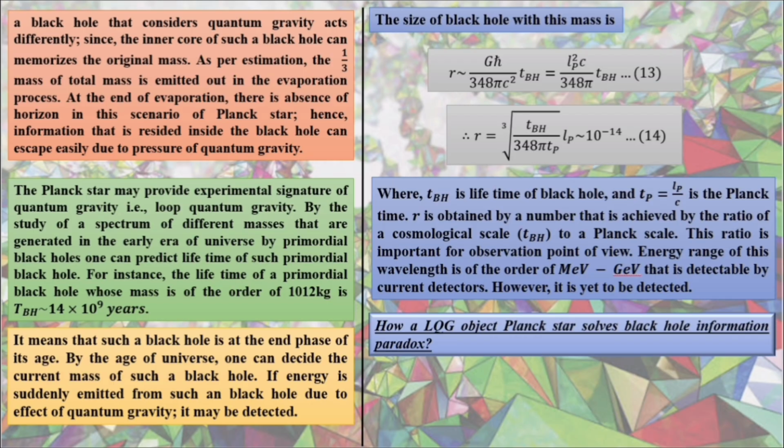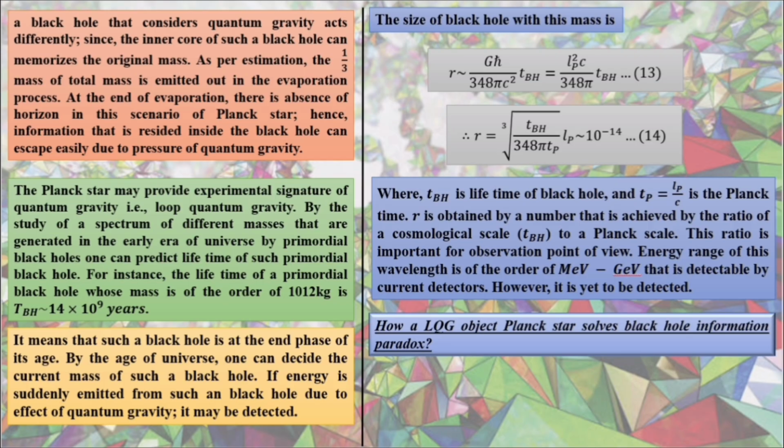Here, the Planck star may provide an experimental signature to detect quantum gravity effects, especially blue quantum gravity, by the study of a spectrum of different masses that are generated in the early era of the universe by primordial black holes. One can predict the lifetime of such a primordial black hole. For instance, the lifetime of a primordial black hole whose mass is of the order of 10 raised to 12 kilograms is 14 into 10 raised to 9 years.